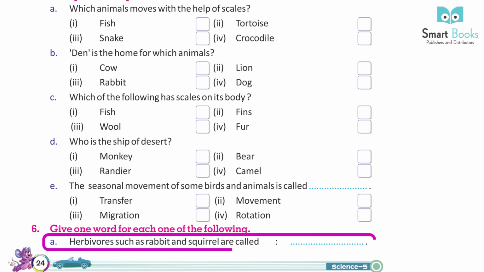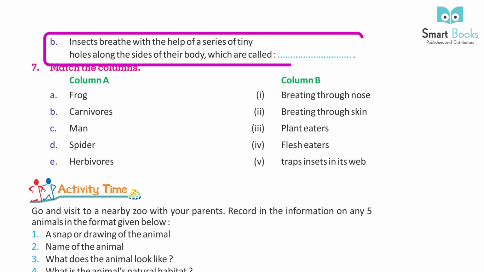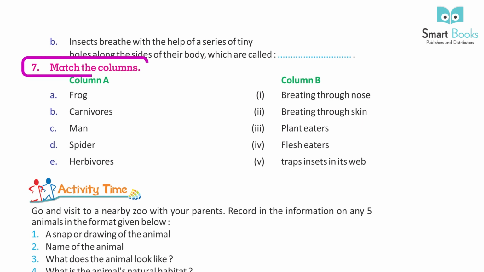6. Give one word for each of the following. A. Herbivores such as rabbit and squirrel are called dash. B. Insects breathe with the help of a series of tiny holes along the sides of their body, which are called dash. 7. Match the columns.